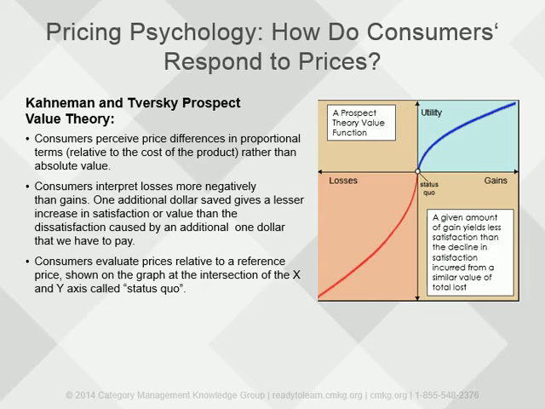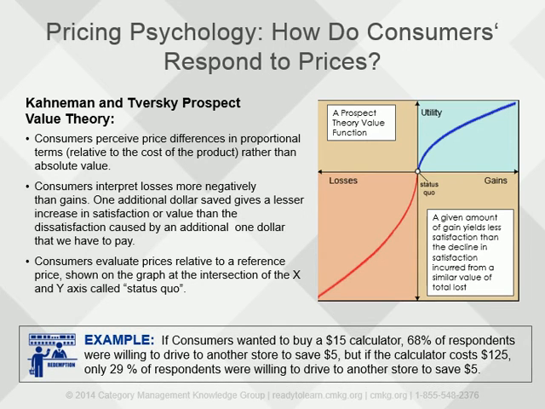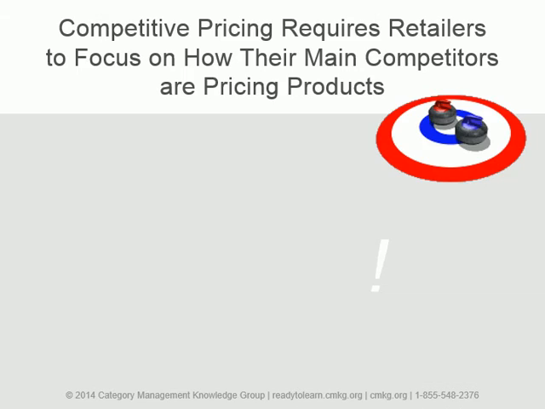Let's look at an example from the survey that was run as part of their study. If consumers wanted to buy a $15 calculator, 68% of respondents were willing to drive to another store to save only $5. But if the calculator costs $125, only 29% of respondents were willing to drive to another store to save the same $5. The relative savings, although the same, was not seen as the same value.